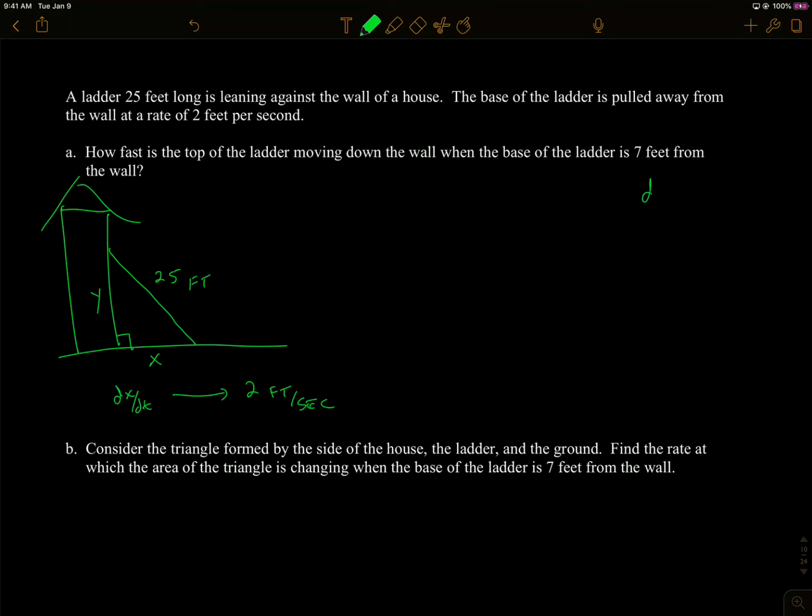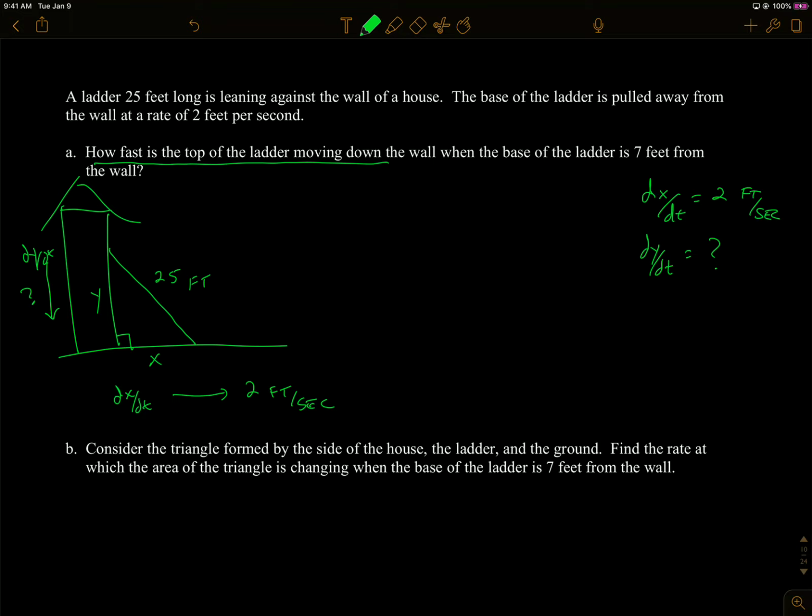So if we identify what we have here for rates, we've got dx/dt equals 2 feet per second. We also have a dy/dt, which we don't know, and that's what we're looking for. It says, how fast is the top of the ladder moving down? So that's going to be the rate of change of that distance, y. So that's going to be dy/dt, and we don't know it. So that's what we're trying to find.